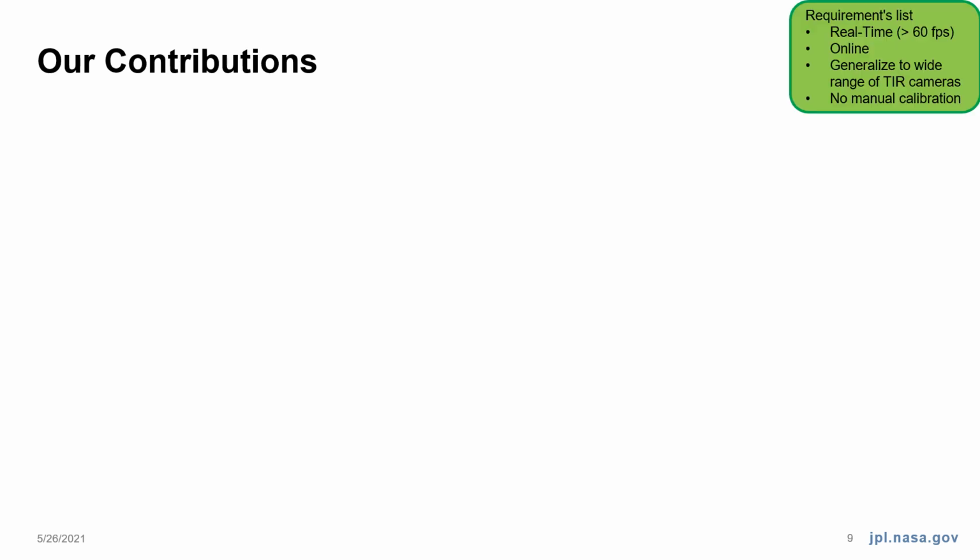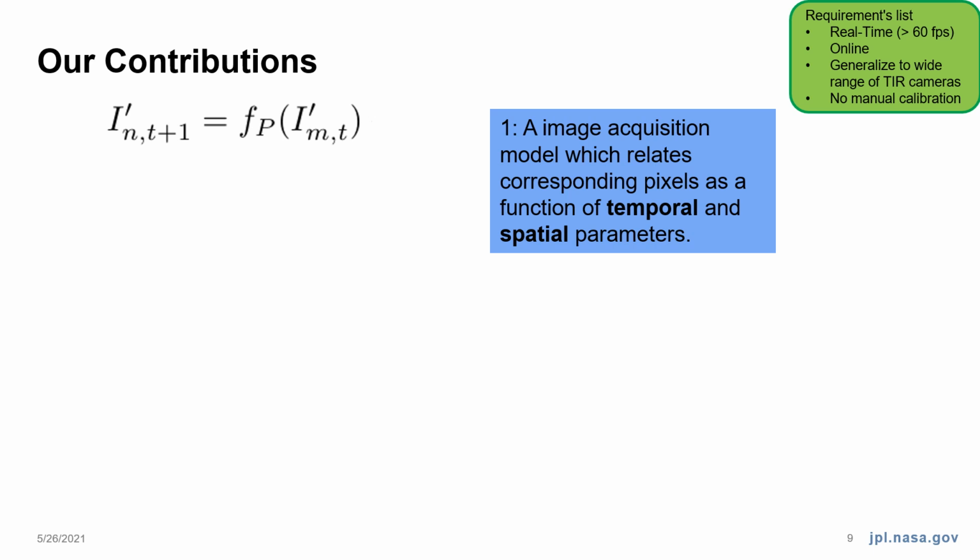We will go over our contributions now, but first we keep the requirements list handy to tally the progress. Our first contribution is the image acquisition model, which is specifically developed for the thermal infrared domain. This model relates two corresponding pixels and reasons about the temporal and spatial variations between them. Our model can be applied to all thermal infrared cameras, thus fulfilling the generalizability requirement.